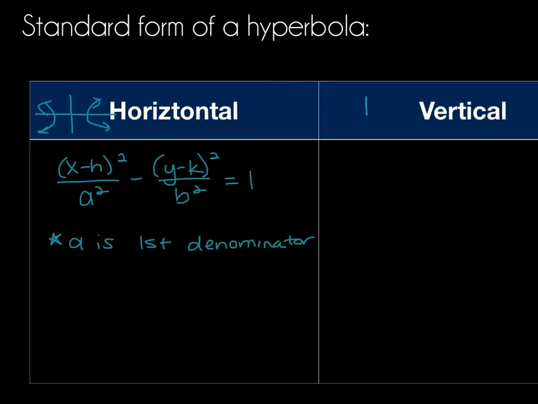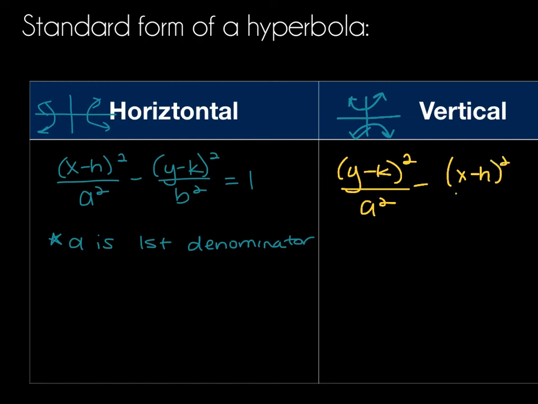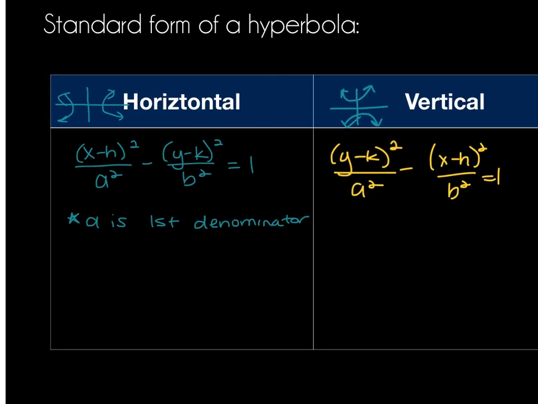For vertical, this means your branches are pointing up and down, which means y comes first. (Y minus k) squared over a squared minus (x minus h) squared over b squared equals 1. This time the first term would be y squared. It's always positive first.